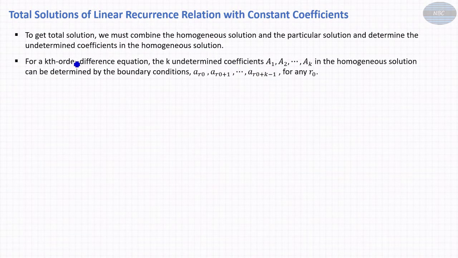For a kth order difference equation, the k undetermined coefficients a1, a2 up to ak in the homogeneous solution can be determined by the boundary conditions a_r0, a_(r0+1) and so on up to a_(r0+k-1), for any r0. So what is the meaning of this?